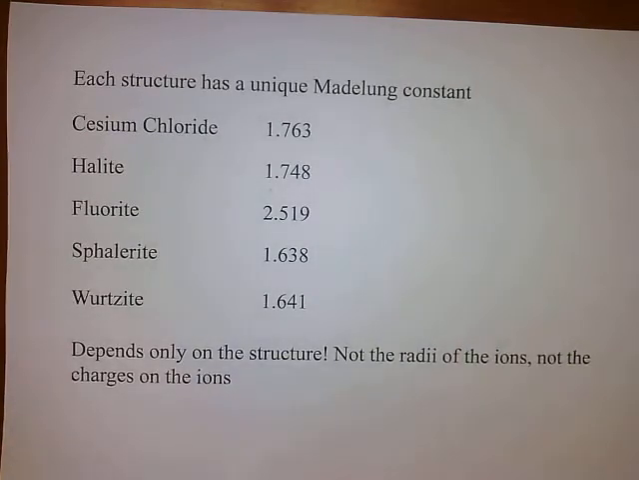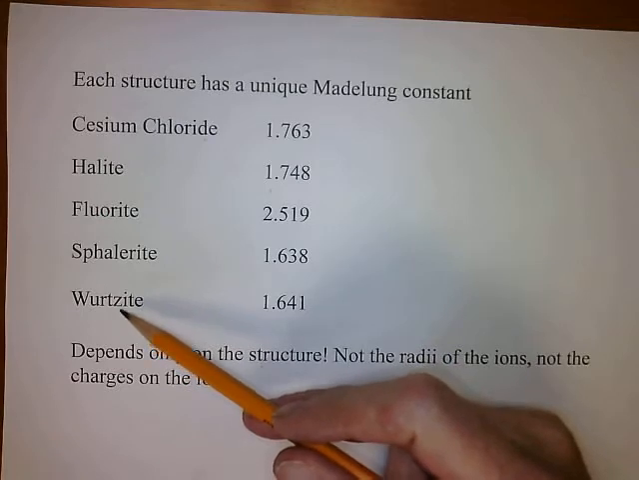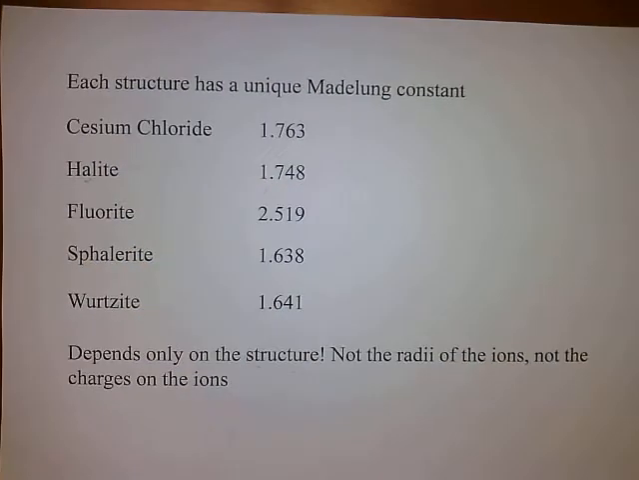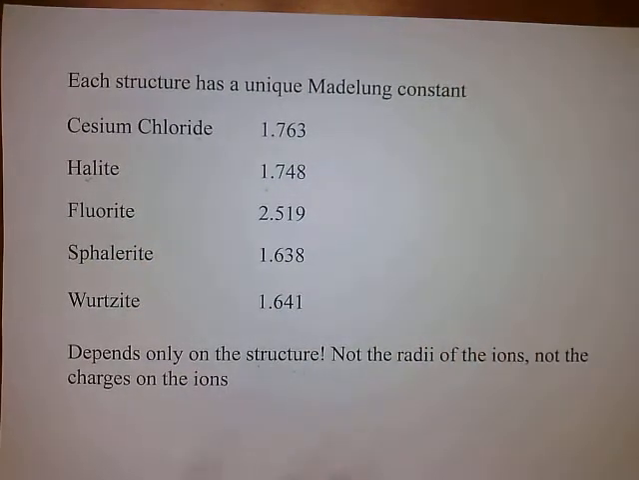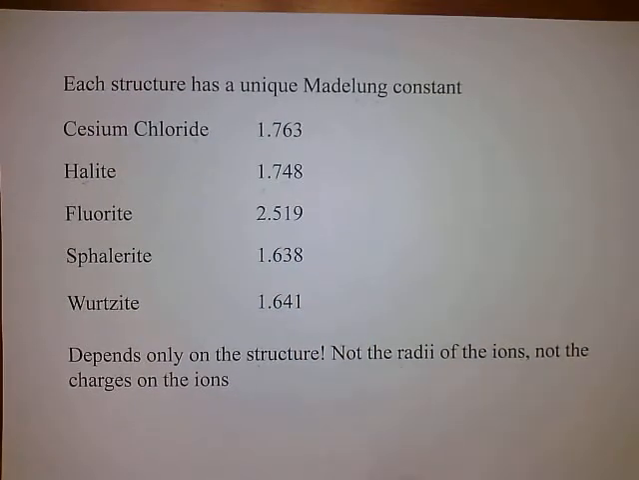It does not depend on the radius of the ions, nor does it depend on the charges on the ions. Remember that each one of these was a prototype structure. So, for example, there are several other compounds that adopt the halite structure. They're not salt. They're another compound, but they adopt the same structure, and they're said to adopt the halite structure. Some of those, the radii are going to be different. Some of them, the charges on the ions may be different, right? So this is unique to the structure. It has nothing to do with the radii, and it has nothing to do with the charges on the ions. The Madelung constant is unique to the structure.